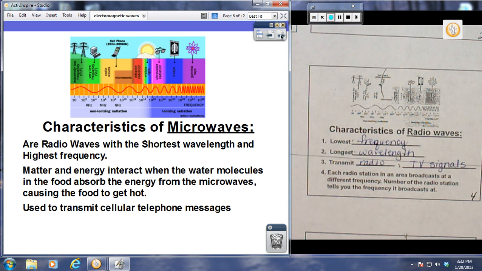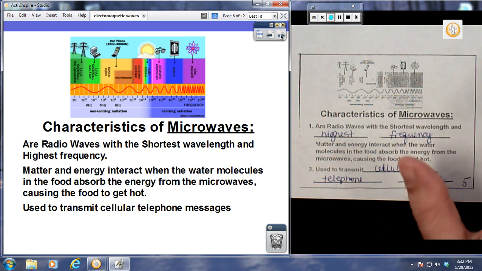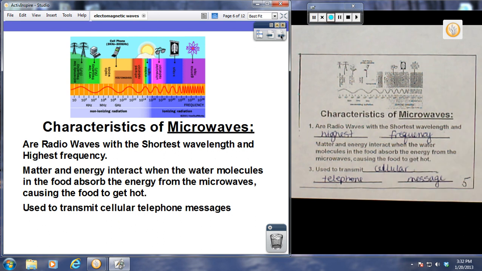Microwaves are still radio waves, but they have a shorter wavelength. Microwaves you probably all have in your homes or in your apartments. And what happens is you have these radio waves that interact with the water molecules in the food. Then the food absorbs the energy from these microwaves. And when it absorbs the energy, the food gets hot.